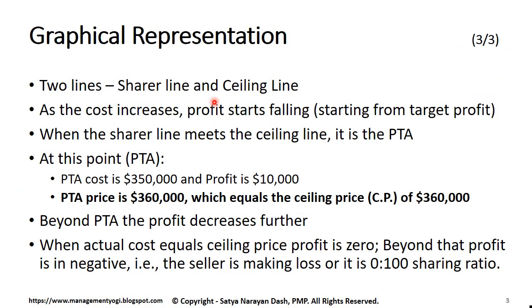So we have two lines, the sharer line and the ceiling line. As I showed, two lines. As the cost increases, the profit starts falling. When the sharer line meets the ceiling line, it is the PTA. At PTA, the PTA cost is $350,000 and profit is $10,000. PTA price is $360,000 as we saw in the graph. Beyond PTA, the profit will dramatically decrease and will turn into loss. When actual cost equals the ceiling price, the profit is 0. Beyond that, profit is negative and the seller is making a loss, or it is at a 0:100 sharing ratio.